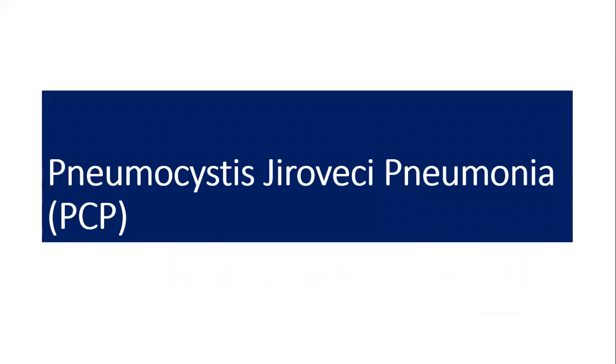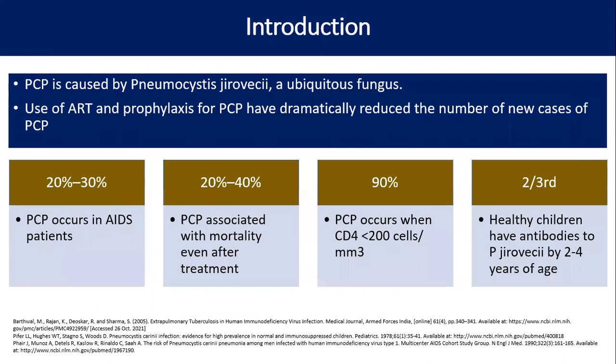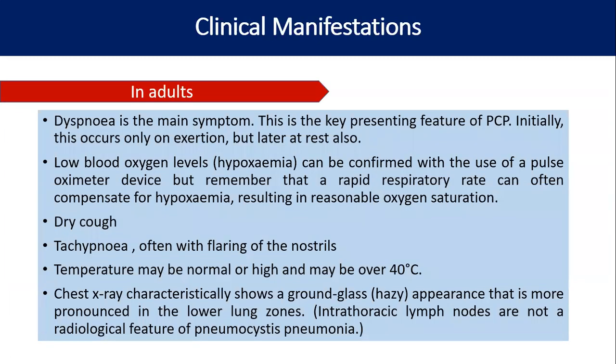Now, coming to Pneumocystis jirovecii pneumonia, earlier it was known as Pneumocystis carinii pneumonia. Now, PCP is caused by Pneumocystis jirovecii, a ubiquitous fungus, and use of ART and prophylaxis for PCP have dramatically reduced the number of new cases of PCP. 20 to 30% of PCP occurs in AIDS patients, 20 to 40% of PCP is associated with mortality even after treatment, and 90% of PCP occurs when CD4 count is less than 200 cells per cubic millimeter. And 2/3 of healthy children who do not have HIV have antibodies to Pneumocystis jirovecii by 2 to 4 years of age.